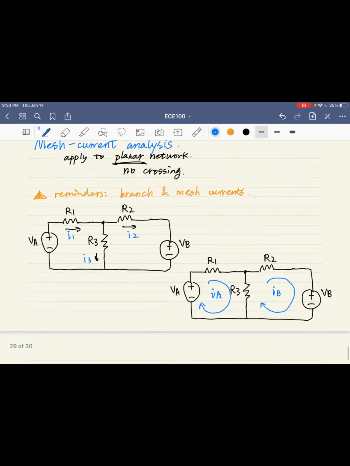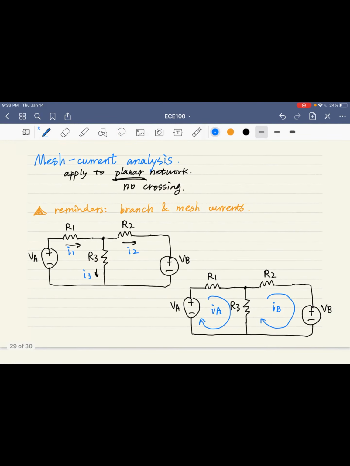But mesh currents are defined by mesh. So the circuit is like a window, and the open areas in between are like panes of glass in the window. And the mesh current is like soaping the panes of glass. Is that vivid?